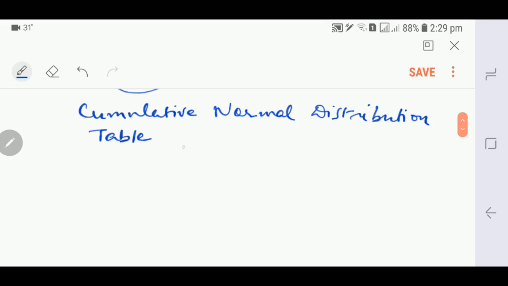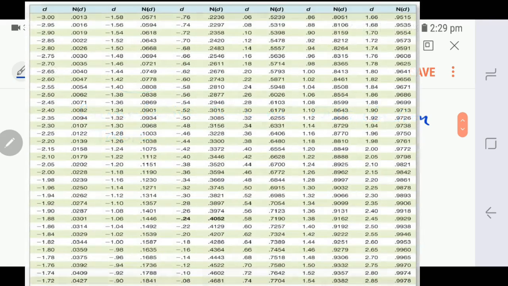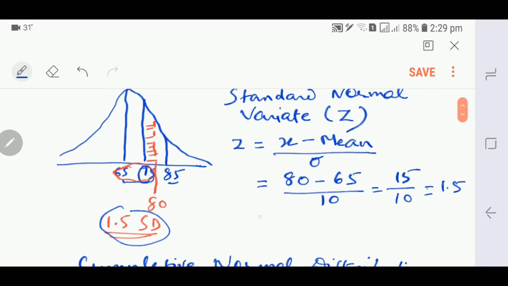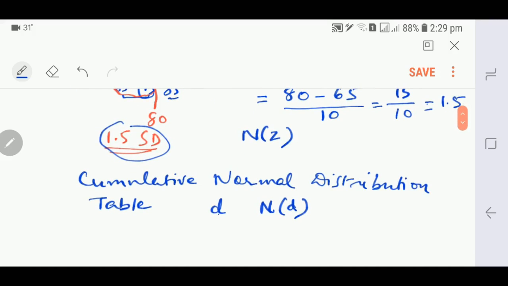When we go to the table, there will be a couple of columns that you will find. One column will have a heading labeled as D, and the adjacent column will have N of D. So what the textbook will tell you is the column names are D and N of D. It is the same thing as Z and N of Z. It's just a different letter which the textbook might be using. So Z is the same thing as D in the textbook, and N of Z is the same thing as N of D.